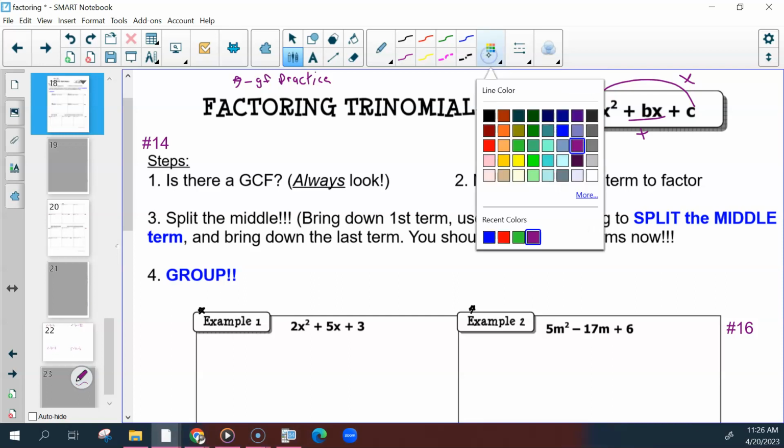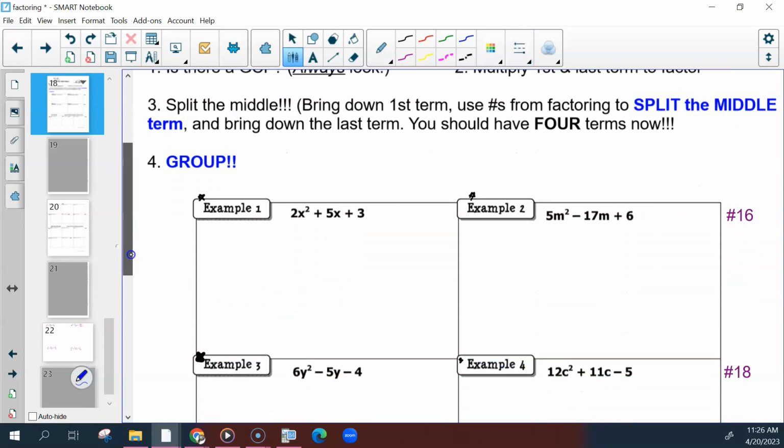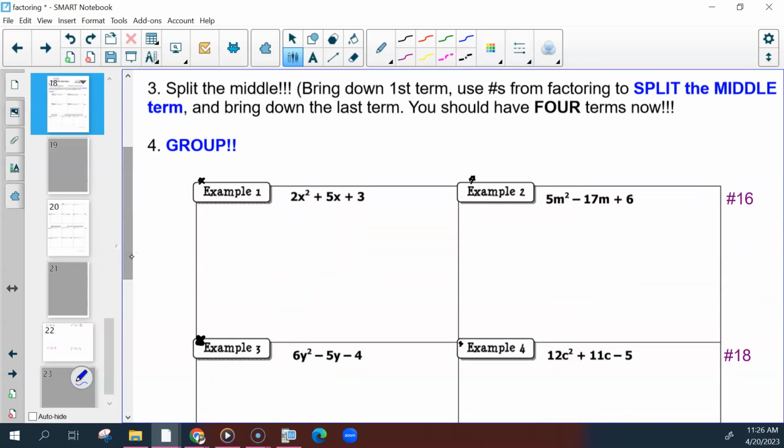Okay. I'm going to color code this. If you would like to color code your own, feel free to do so. You may also need more space, so feel free to grab extra paper.